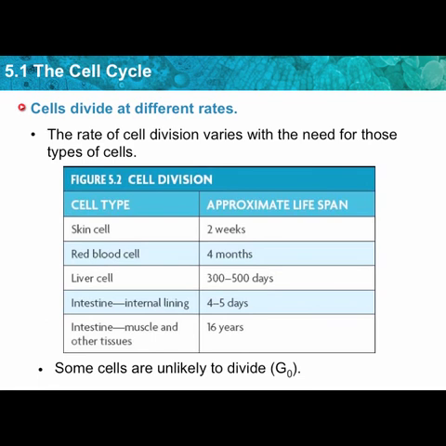In nerve cells, in some cases, it is believed that they never divide once you've become fully grown. So they would not go through the full cell cycle. They'll be stuck in G1 forever.